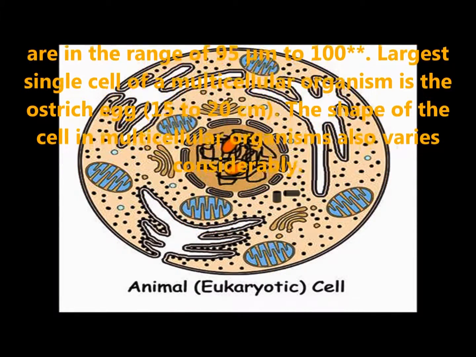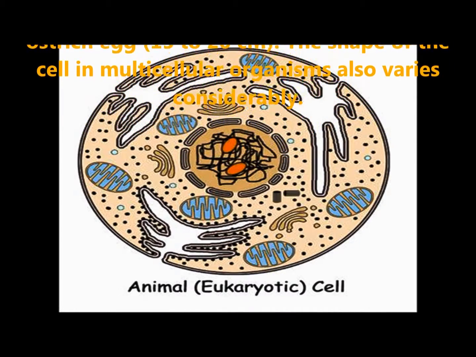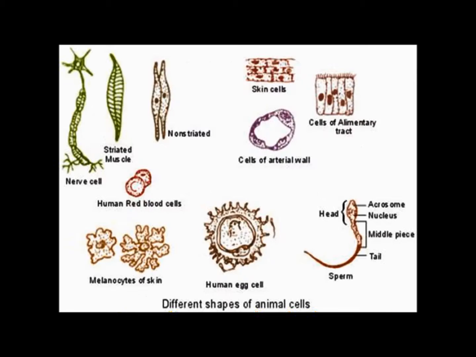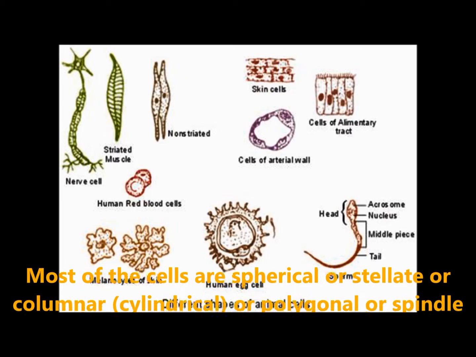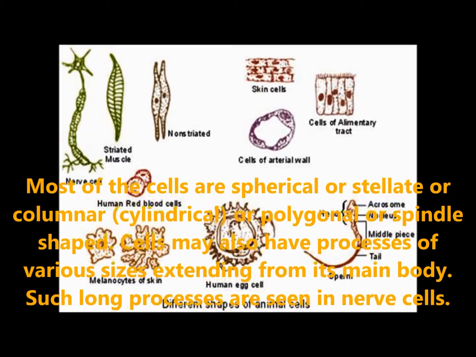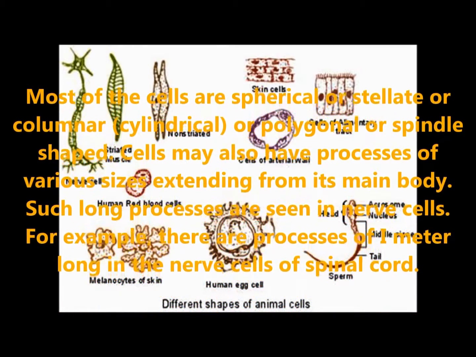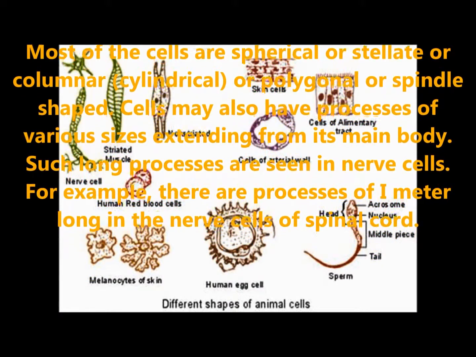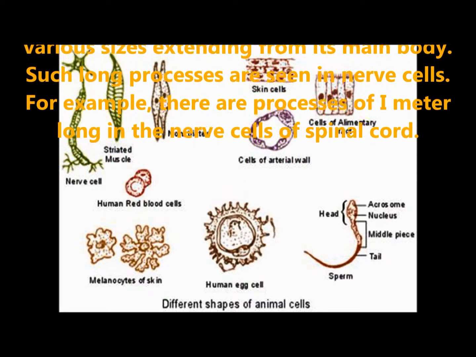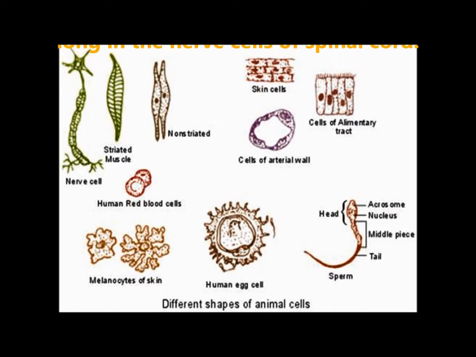It is having 15 to 20 centimeters. The shape of the cell in multicellular organisms is also variously considerable. Most of the cells are spherical or stellate or columnar, meaning cylindrical, polygonal or spindle shaped. Cells may also have processes of various size extending from the main body. Such long processes are seen in nerve cells. For example, there are processes 1 meter long in the nerve cells of the spinal cord.